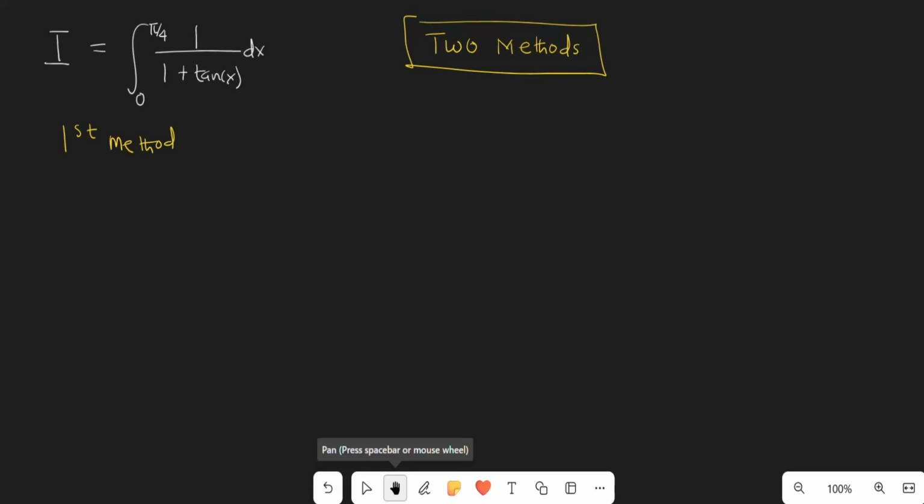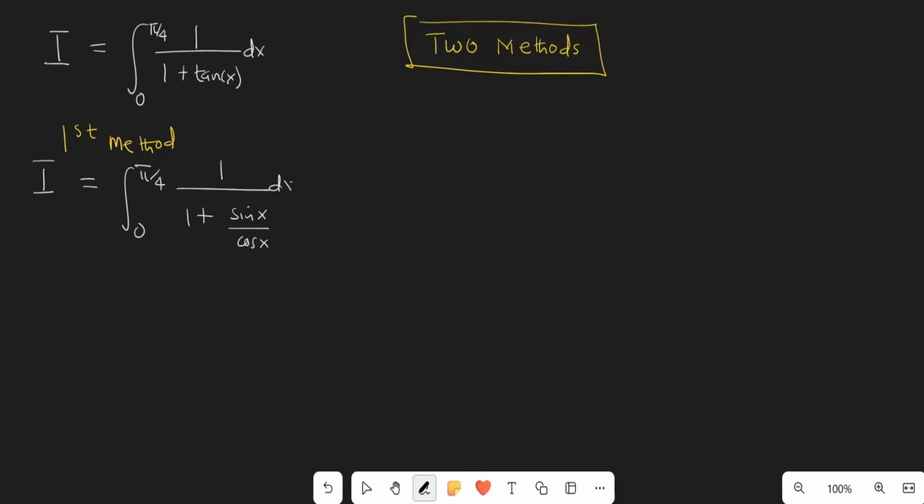In this video, I'm going to show you two methods to solving this integral, which are both important in your calculus exam. So let's start off with the first method. The first one, we have the integral from 0 to pi over 4 of 1 over 1 plus tan of x, which can be written as the sine of x over the cosine of x. This is common knowledge. And now we have to multiply top and bottom by the cosine of x.